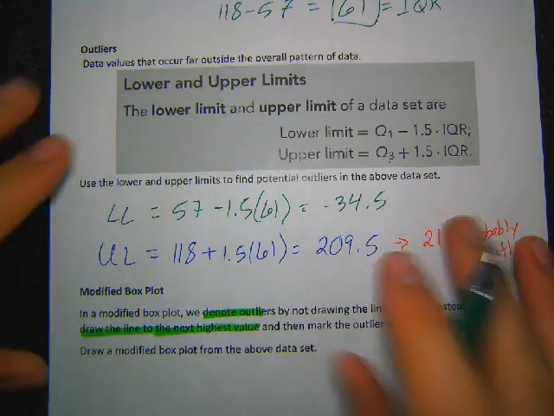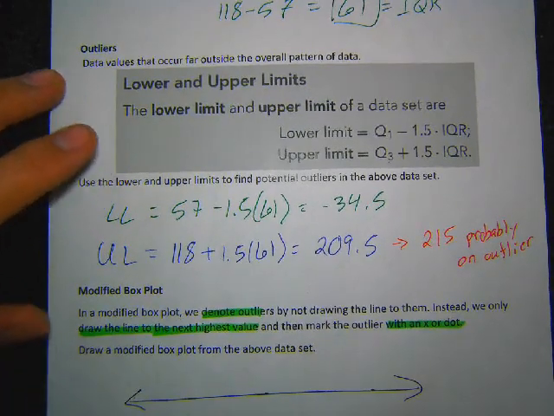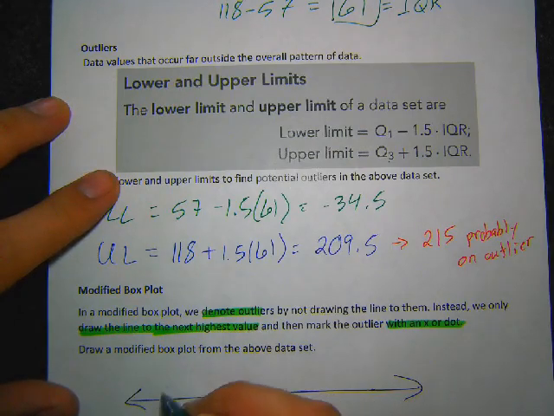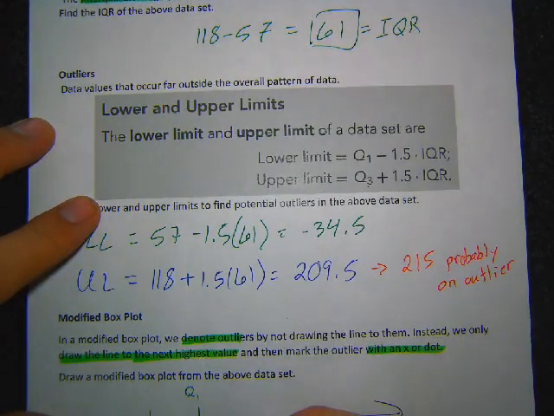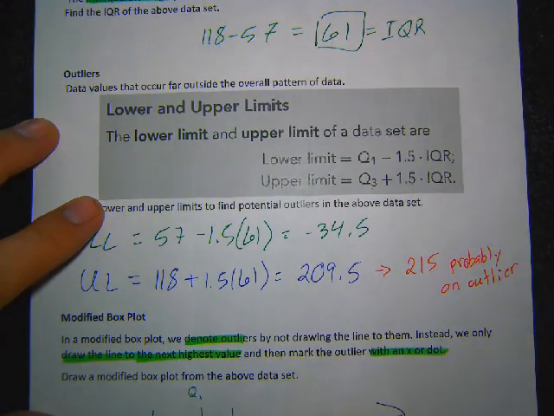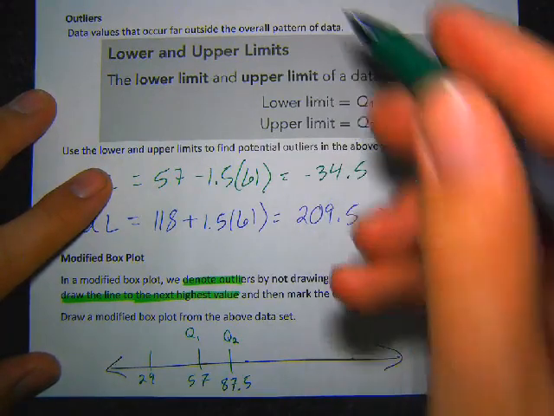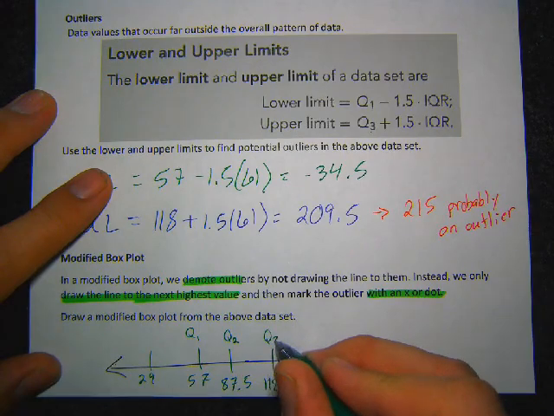So to do my modified box plot, I'd have my graph, and I would draw it and put my values. We have our min of 29, our Q1 of 57. So this is just from the top of the page. Our median, which is like 87.5, which is Q2 or the median. And then we have the Q3, which is going to be 118. So let's say 118. And these aren't probably perfect.